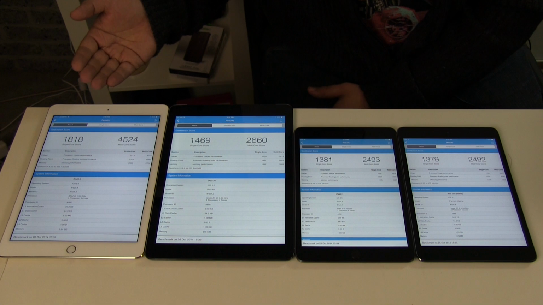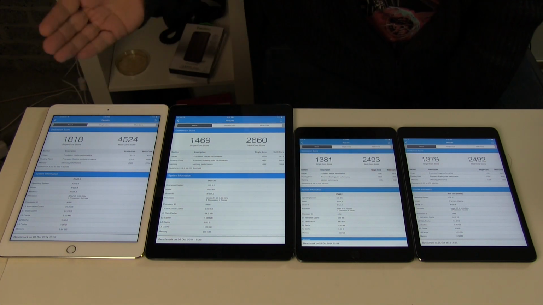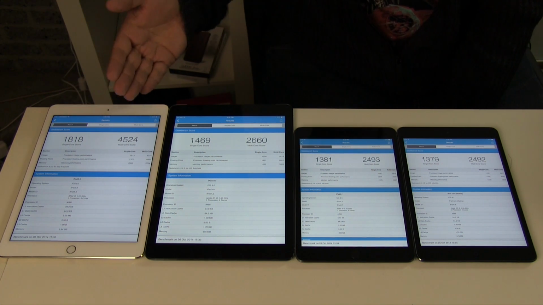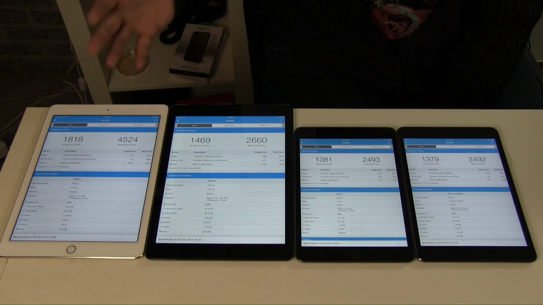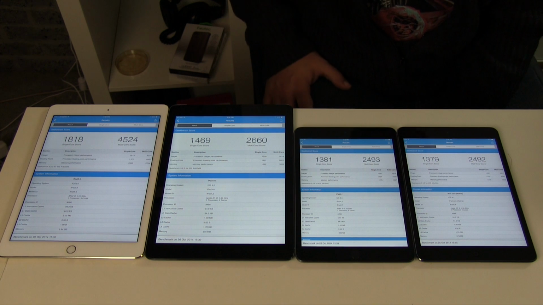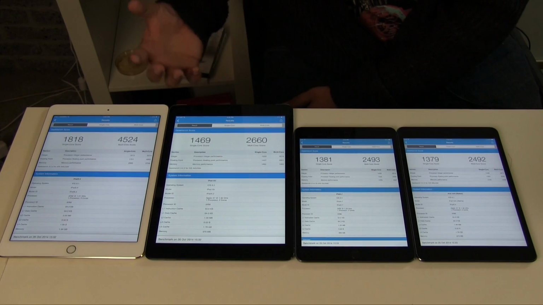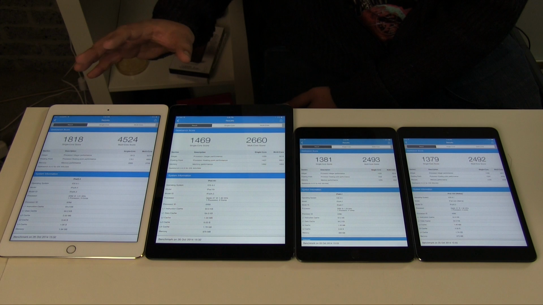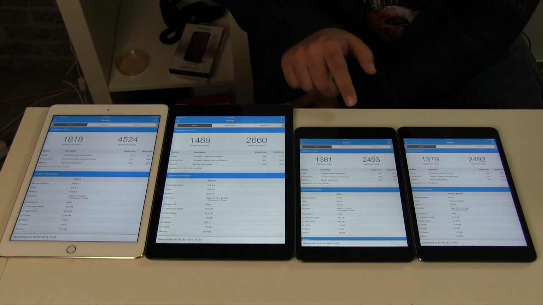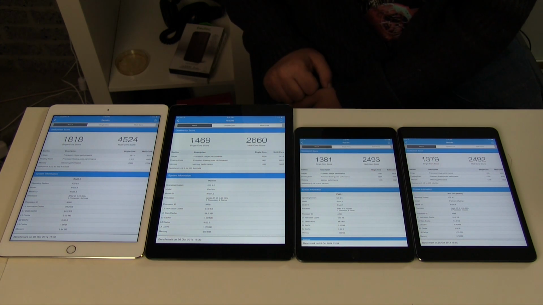Here we have three cores instead of two. So on the single processors, you get a little bit of a boost, but on multi-core, you get a significant boost in performance. Here also, we have 2 gigabytes of RAM, 1 gigabyte of RAM across the A7 devices. In terms of CPU, the iPad Air 2, much faster. The iPad Mini 3, same as the previous generation.